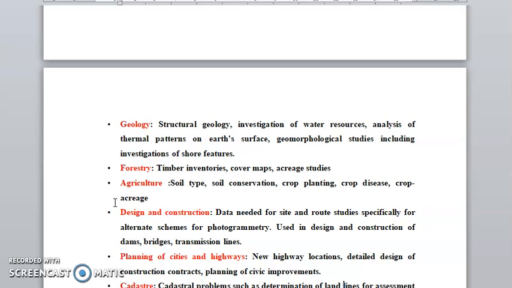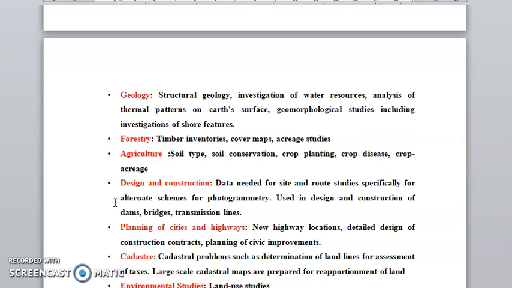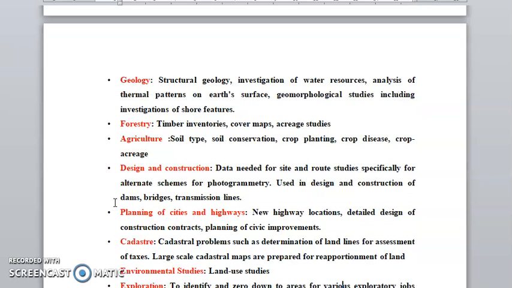Next one, planning of city and highways: new highway location, detail design, construction contracts, planning of civic improvements. Next one, cadastral: cadastral problems such as determining the land lines for access. Large scale cadastral maps are prepared for reapportionment of land. Next one, environment studies: land use studies, very important.